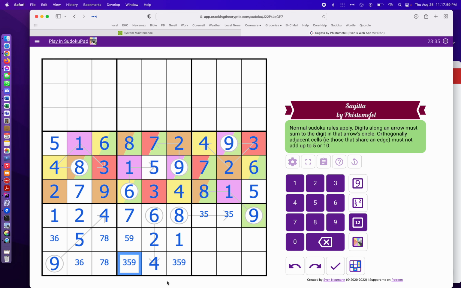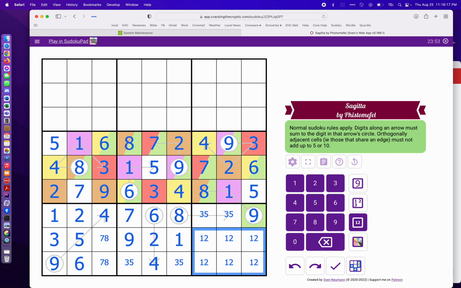Oh, these two can't be 9. This is 9 there. So that one is a 9. So that's a 3, 5 pair, which makes that a 6, that a 3. 7, 8. Okay, let's go back over here.